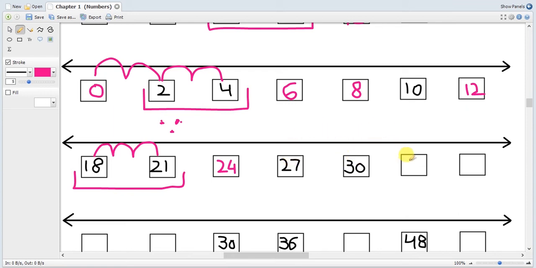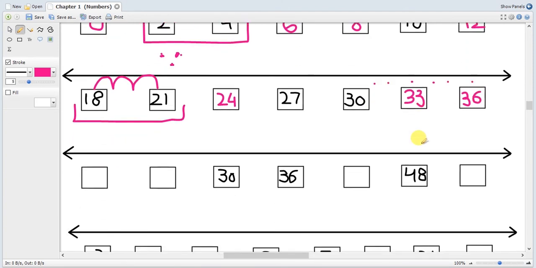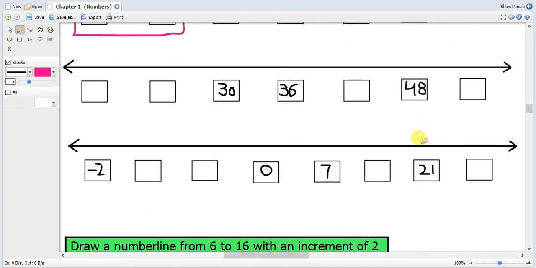After 30 add 3 digits: 31, 32, and landing on the third digit, which is 33. And then we have 34, 35, skip 2 digits, landing on the third digit, which is 36, right? Okay, moving on to the next two questions.